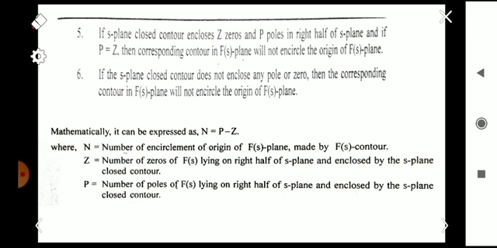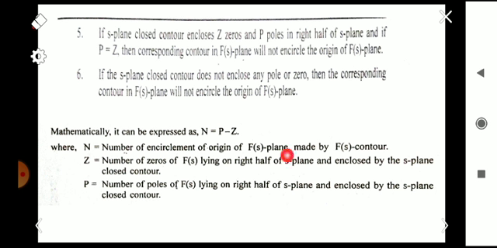So it will be more clear when we discuss the problems, so we can see the problem in the next video. And one more point is that if the s plane closed contour does not enclose any poles or zeros, then the corresponding contour in F of s plane will not encircle the origin of F of s plane. And mathematically we can express the difference of P and Z as N here. N is the encirclement of the origin of F of s plane, Z is the number of zeros of F of s lying in the right half of s plane, and P is the number of poles of F of s lying in the right half of s plane.